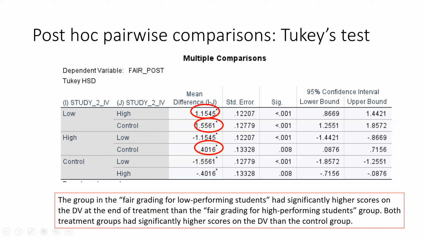Some of these tests repeat. The high versus the low is the same value as the low versus high, so we can essentially ignore half of the results here. But the other unique pairwise comparison you have is the high versus the control condition, which is also statistically significant, although the mean difference is small. So you can interpret this as saying that the group in the fair grading for low performing students has significantly higher scores on the dependent variable at the end of treatment than the fair grading for high performing students. And both treatment groups had significantly higher scores on the dependent variable than the control group.